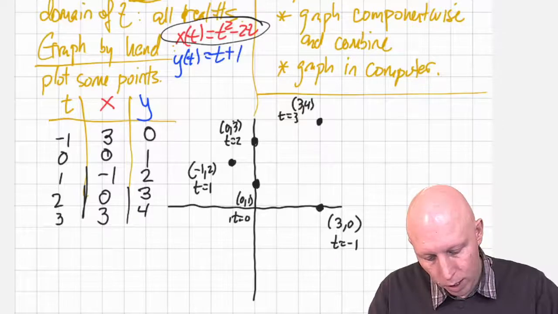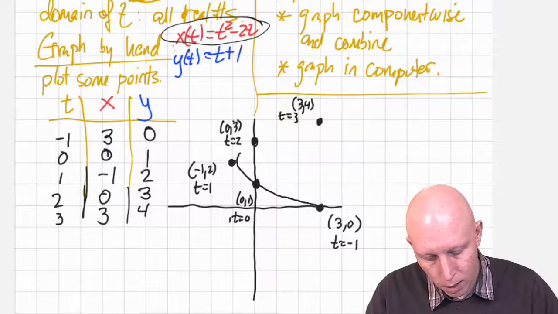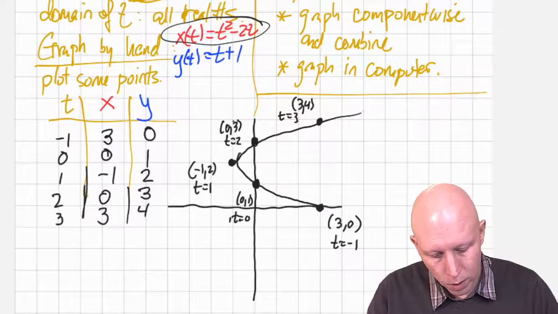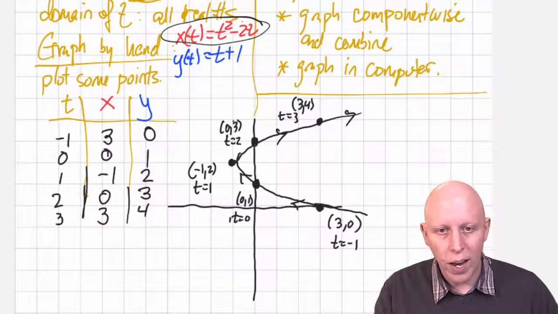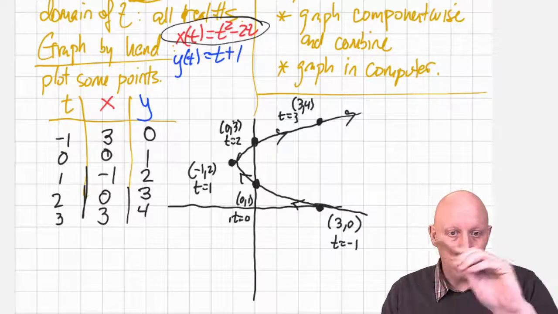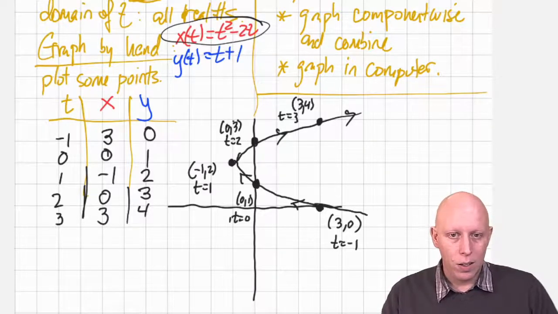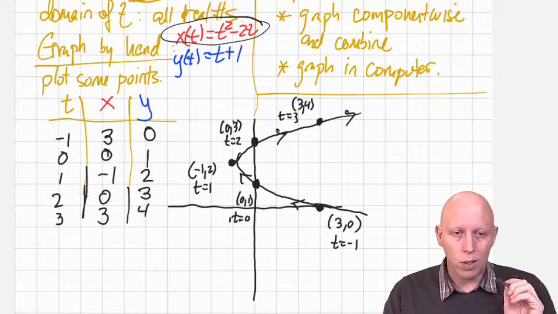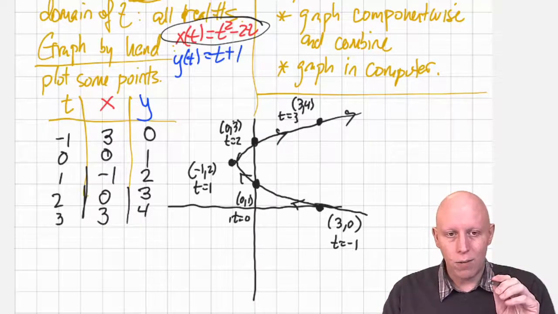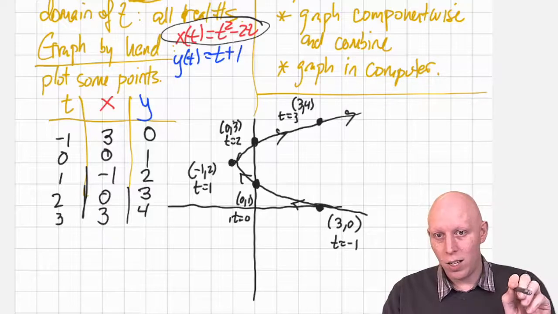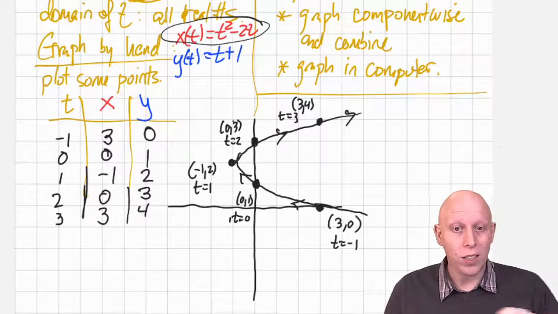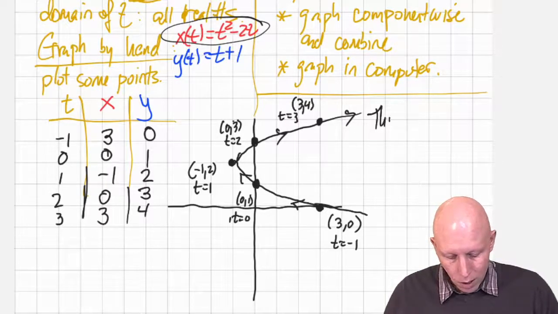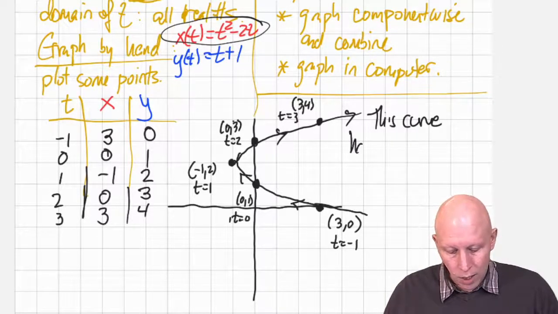So if we now connect these, we can see this path that is traced out by this curve. Remember, this isn't the graph of a function. This is the graph of the range of the parametric function, which is just this curve, this parametric curve. Okay, and it has a direction.